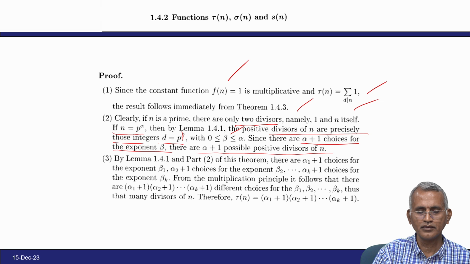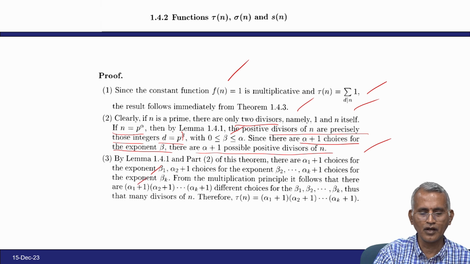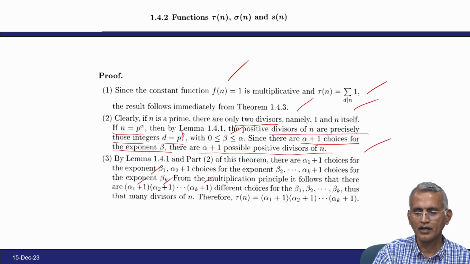So, according to lemma 1.41, there are alpha 1 plus 1 choices for the exponent beta 1, alpha 2 plus 1 choices for the exponent beta 2, and so on, alpha k plus 1 choices for the exponent beta k. Therefore, by the multiplicative principle, it follows that there are alpha 1 plus 1, alpha 2 plus 1, and so on, alpha k plus 1 different choices for beta 1, beta 2, and so on, beta k. Thus, there are that many divisors of n. Therefore, tau of n equals alpha 1 plus 1 into alpha 2 plus 1, and so on, alpha k plus 1.